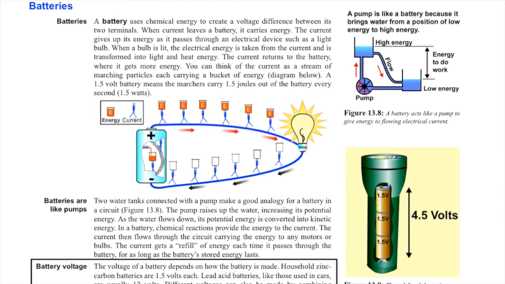Battery voltage. The voltage of a battery depends on how the battery is made. Household zinc-carbon batteries are 1.5 volts each. Lead-acid batteries, like those used in cars, are usually 12 volts. Different voltages can also be made by combining multiple batteries. A flashlight that needs 4.5 volts to light its bulb uses three 1.5 volt batteries.